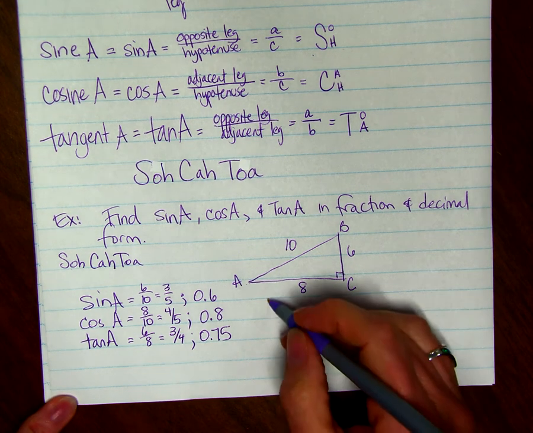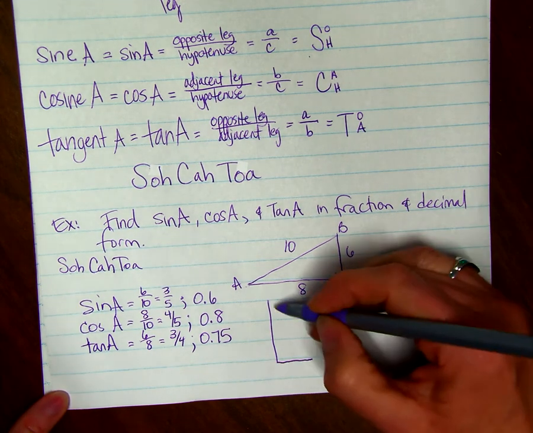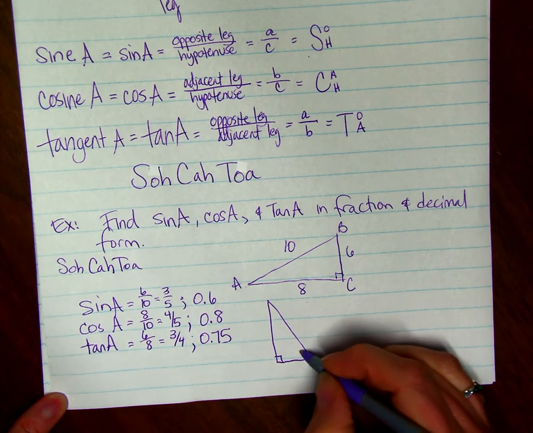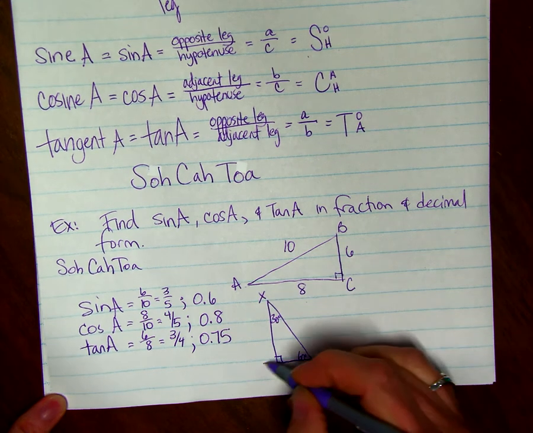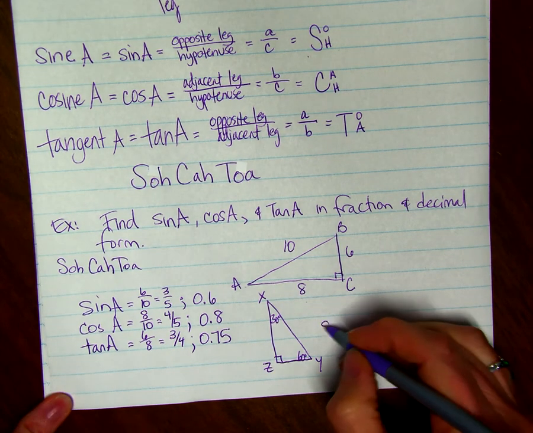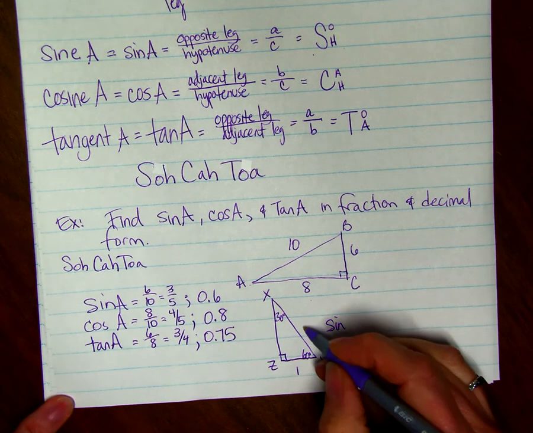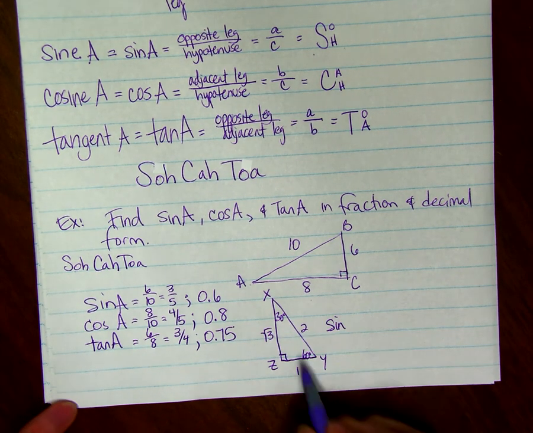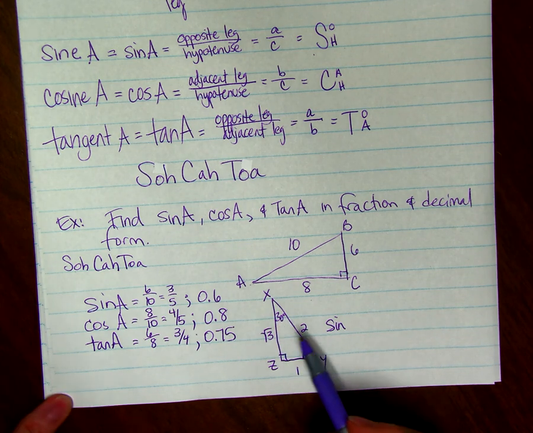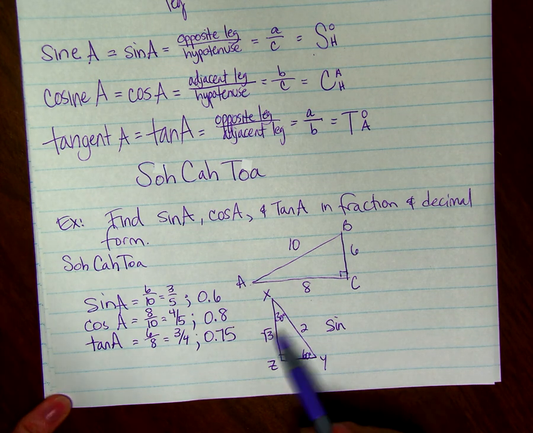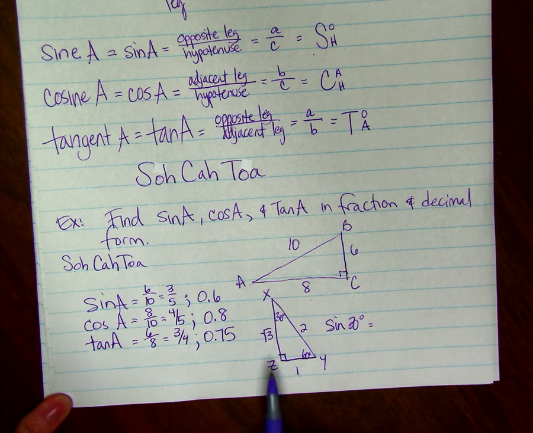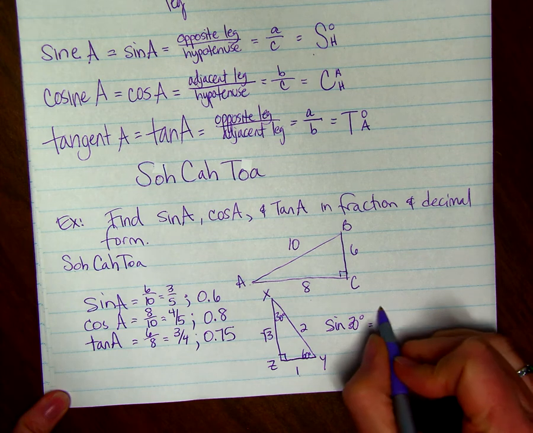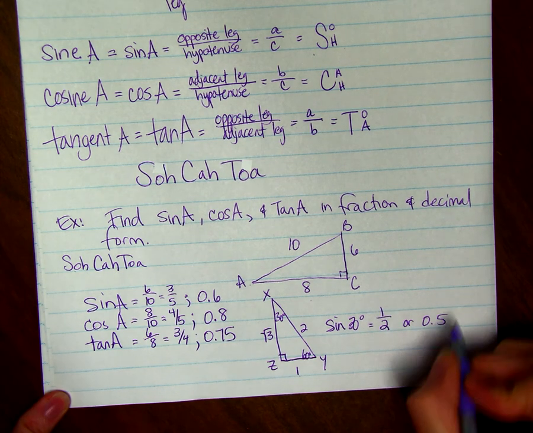So here's another one. We're going to make a 30, 60, 90 triangle. Call it X, Y, Z. So the sine, oh wait, this is 1, 2, root 3. If you remember, 30, 60, 90 triangle has a ratio of 1 to root 3 to 2. So the sine of 30 degrees. So here's 30 degrees. We're going to do opposite over hypotenuse. It's going to be 1/2, or 0.5.